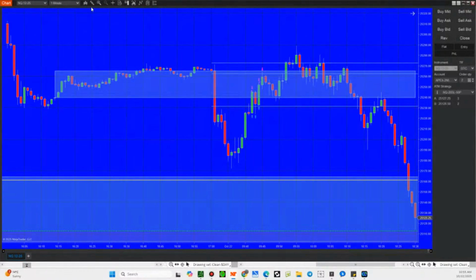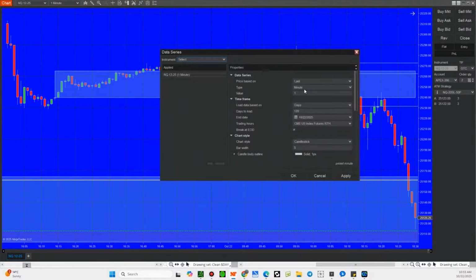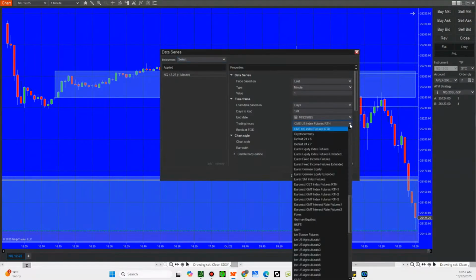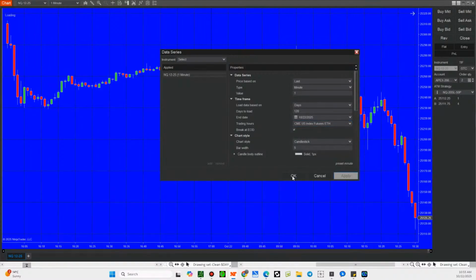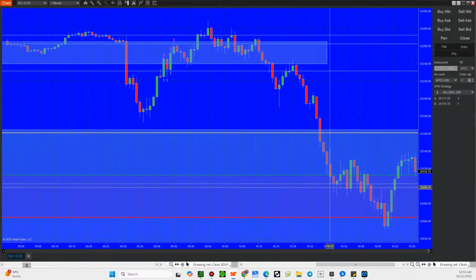All these technicals in your trade will help you figure out what price is trying to do. Okay, so I will switch back to electronic hours. Again, you click on data series and switch it from regular trading hours to electronic trading hours. And that's it. There's nothing mysterious about it.